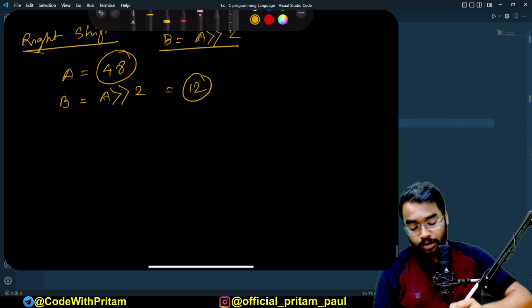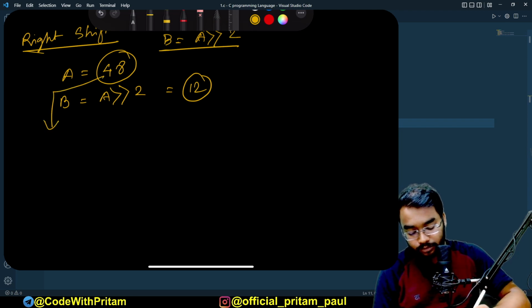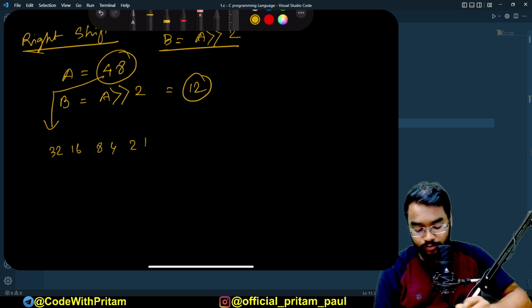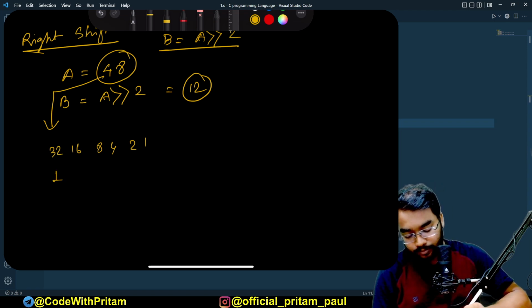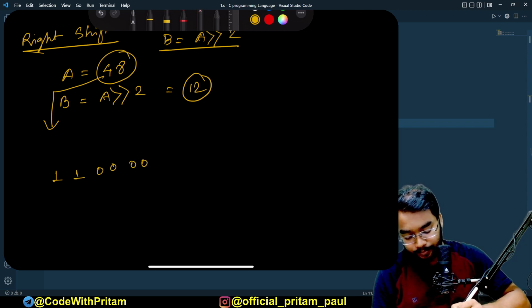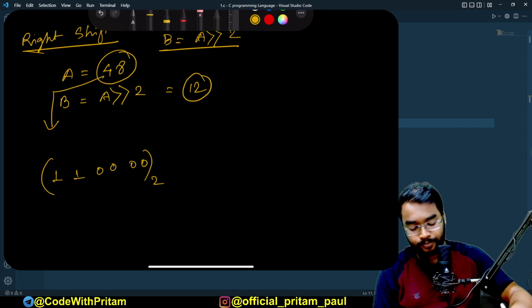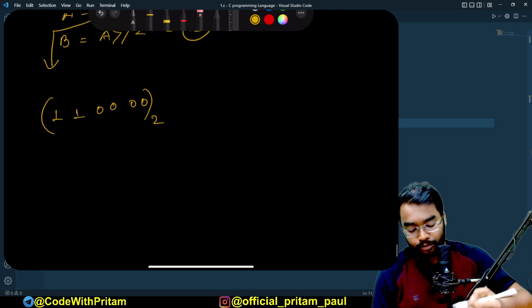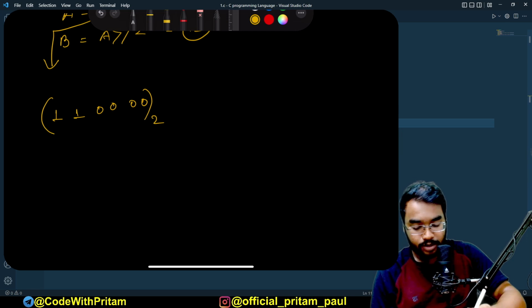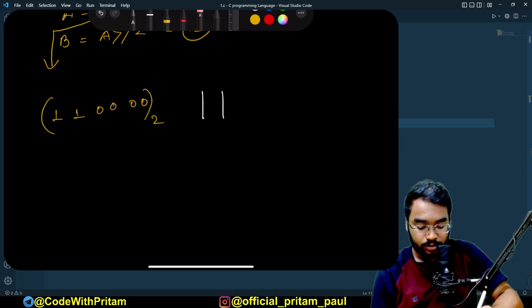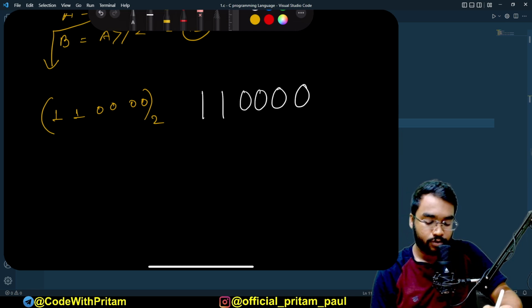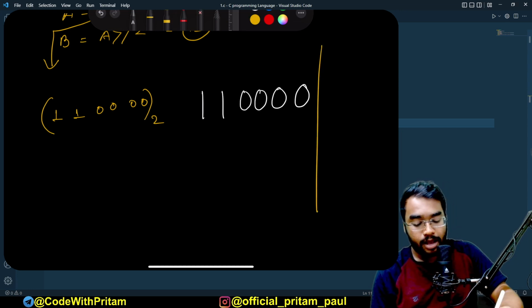So how much is the binary of 48? 1 2 4 8 16 32, 64 is of no use, so 1 1 0 0 0 0, this is the binary. This is the binary of 48. So when we do the right shift, we need to write this 1 1 0 0 0 0. We need to put just a bar here and right shift.